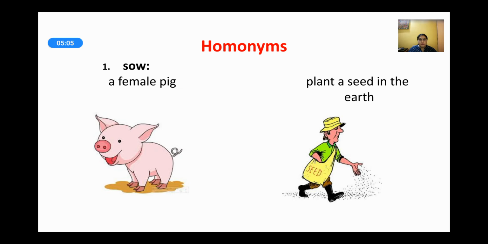Now we'll have more list of words wherein the words look the same, spell the same and sound the same, but they are different in meaning. So, SOW. In one instance, sow refers to a female pig, while in the other instance, it refers to the action of farmers sowing seeds in the earth. Observe how the one word leads to drastic differences, so be careful about the usage of the word sow. First instance, it refers to a female pig. In the other instance, it refers to sowing or planting seeds in the earth.